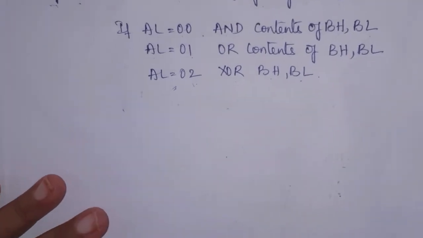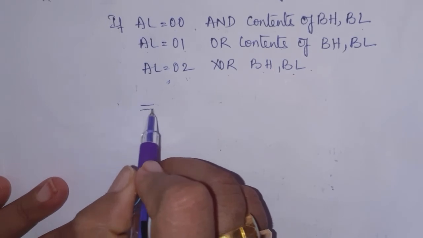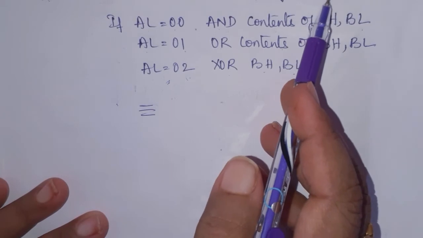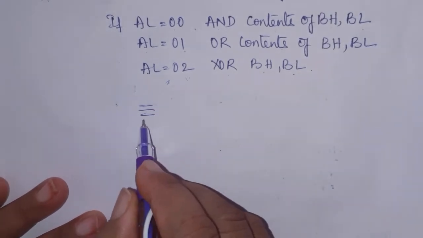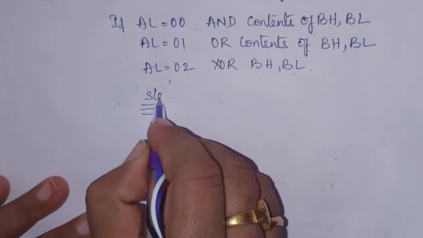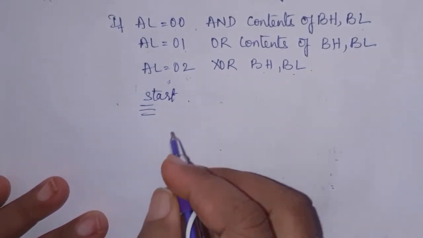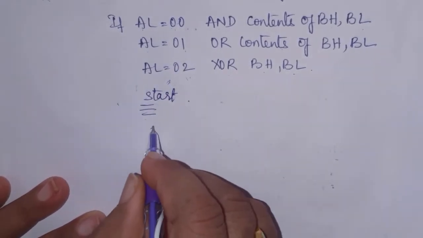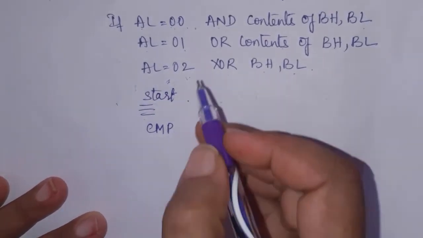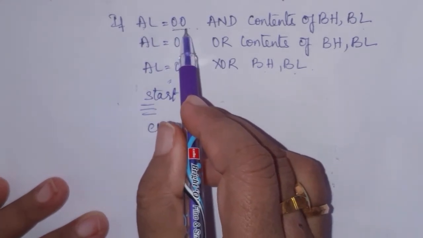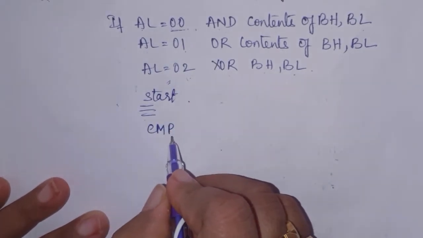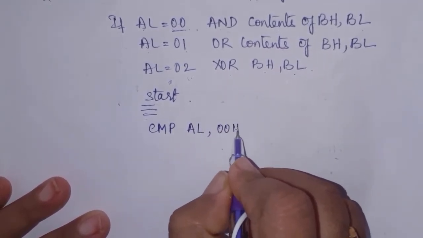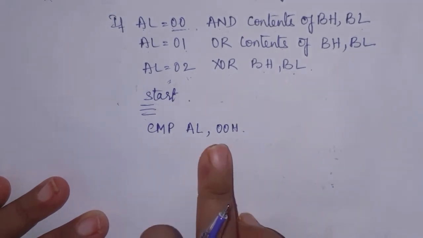Let's see. Let us suppose there is a program where a value is loaded into the AL register; how it is loaded, we will not refer to here. So start the program with the compare. If AL is equal to 00, compare to find whether the AL contents are 00 or not. Let's use the instruction compare AL with the number 00H.